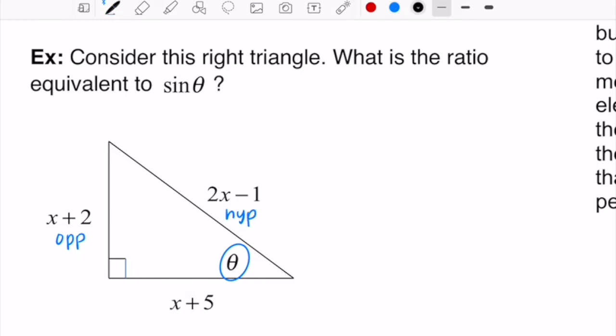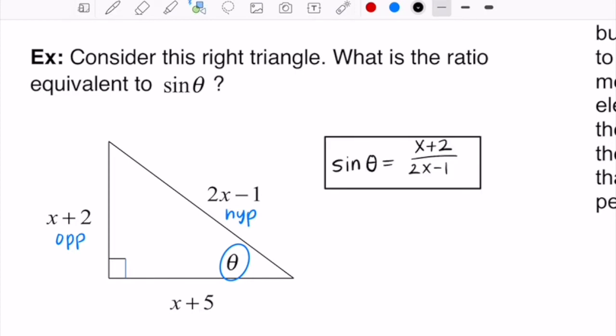So once I've identified the two sides that are going to be used in my trig ratio, I have enough to answer the question. So the sine of angle theta is equal to x plus 2, that's the opposite side, over 2x minus 1, that's the hypotenuse. Notice that the x plus 5 is the adjacent side, and in the sine ratio, adjacent is not used, so we just don't use the x plus 5 in our answer.